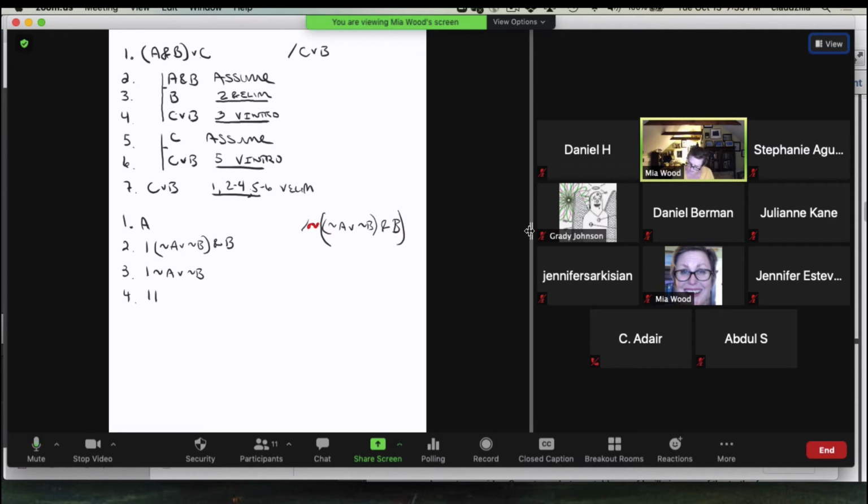So here's our nested subproof. We assume not A, we've got a contradiction. Fair enough. Now we move on to the second side of the disjunction, assume not B. Here we go ahead and eliminate the conjunction from line two. We get another contradiction, right? And now we're back out onto the main assumptive proof.